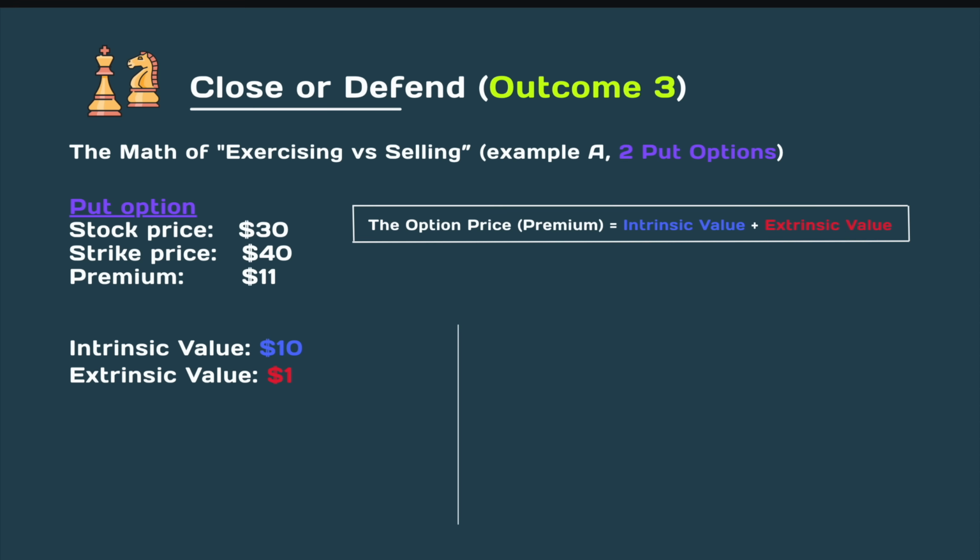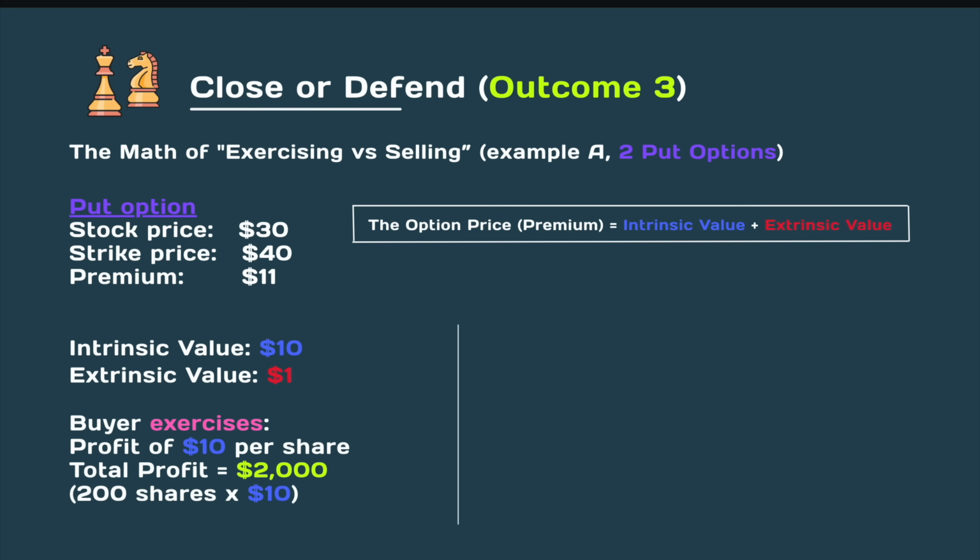In this case over here, if the buyer were to exercise early, the only value that they capture is the intrinsic value. So when you do the math over here, the intrinsic value is $10. Multiply by 200 shares because it's for two put options. That will give the buyer a profit of $2,000 if they were to exercise right now.